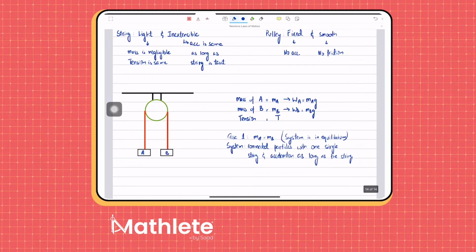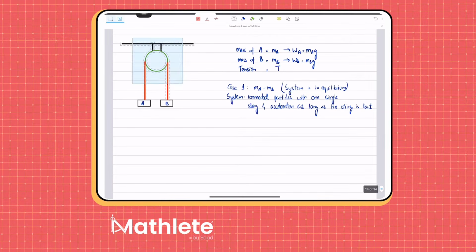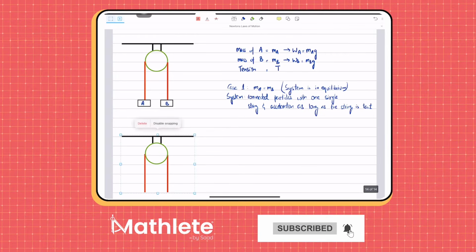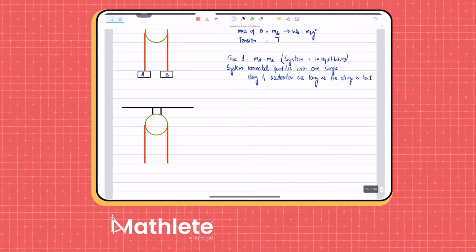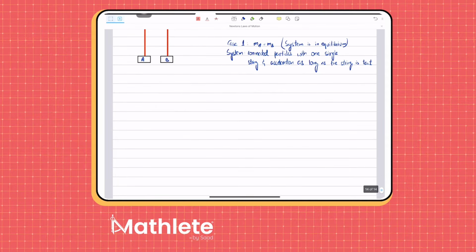Why do you think I'm putting so much emphasis on the fact that it will have the same acceleration as long as the string is taut? What happens when the string is not taut? Think about it. Tension becomes 0. Yes, tension becomes 0. And not only that, but the particle will now be under free fall conditions.